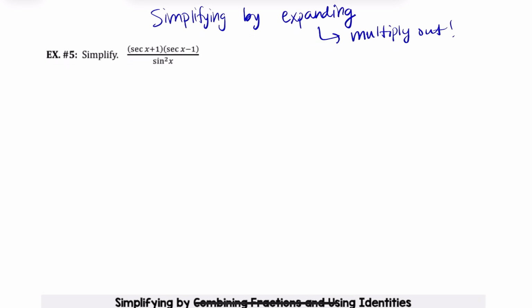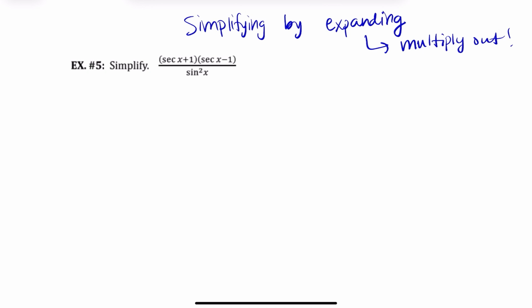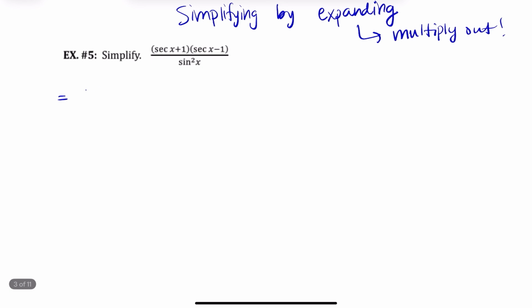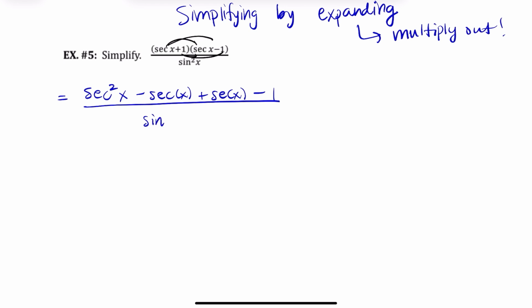All right, so I want to simplify this expression: secant x plus 1 times secant x minus 1, divided by sine squared x. I have these two binomials in the numerator that I can multiply out or expand. So when I FOIL it out, I'm going to get secant squared x, since secant times secant is secant squared x, minus secant x plus secant x minus 1. I just did first, outer, inner, and last. And then all of that is divided by sine squared x.